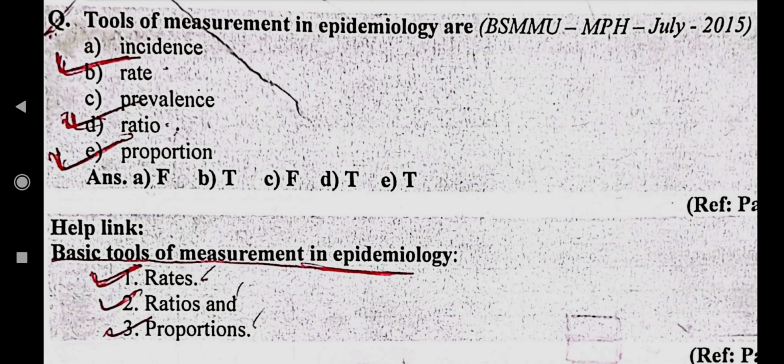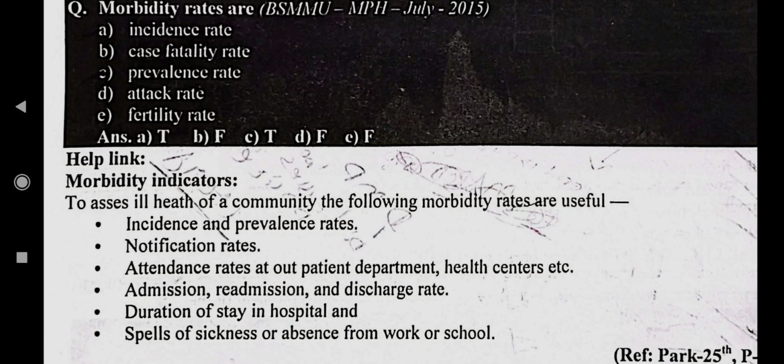Tools of measurement in epidemiology: true answer rate, ratio, proportion; false answer incidence, prevalence. Basic tools of measurement in epidemiology: rates, ratio, proportion. Morbidity rates are: true answer incidence rate, prevalence rate; false answer case fatality rate, attack rate, fertility rate.